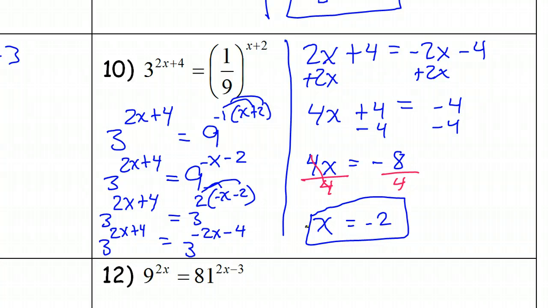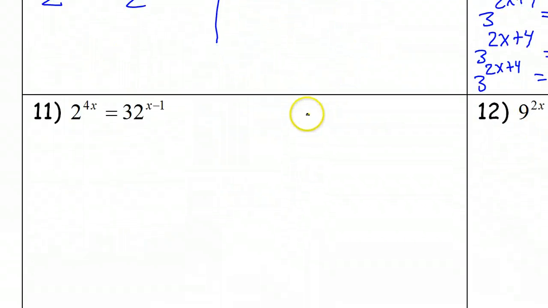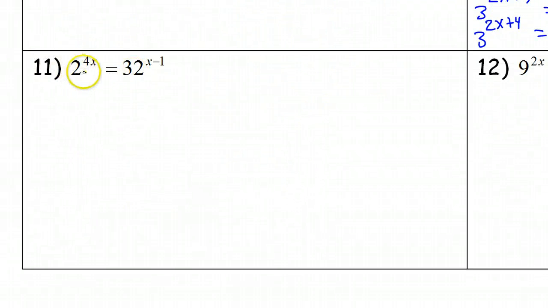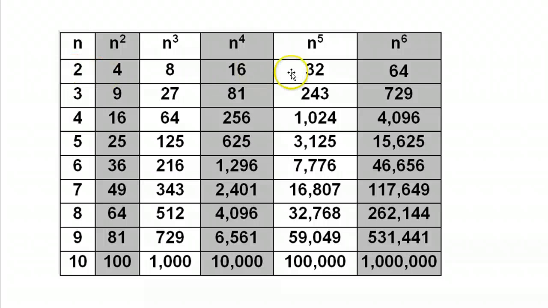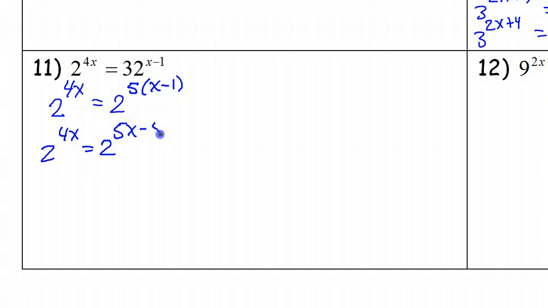All right, number 11. I see this 2, so I'm going to have to work with a base 2. So I've got 2 to the 4x power. So I'm hoping 32 can be written as a base 2. So there's my base 2, and there's 32. So it's the 5th power. So 32 can be written as 2 to the 5th power. Then you've got your x minus 1. So that means 2 to the 4x power is equal to 2 to the 5x minus 5 power, because you distribute.